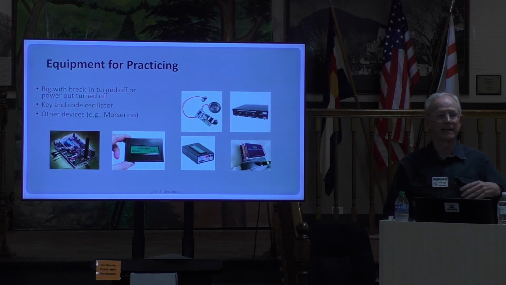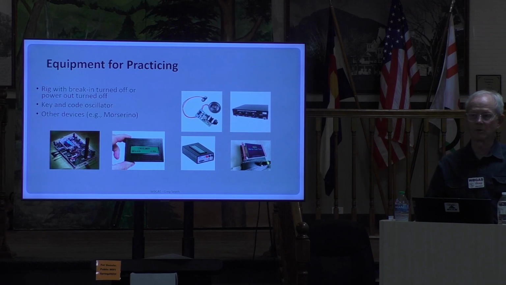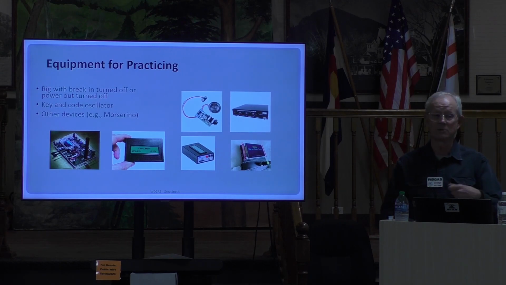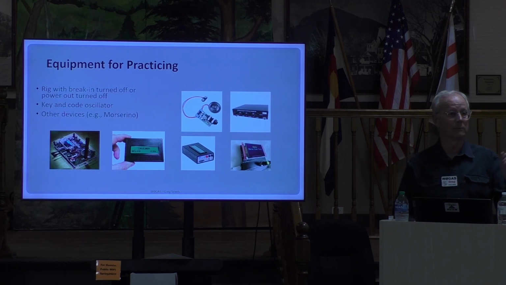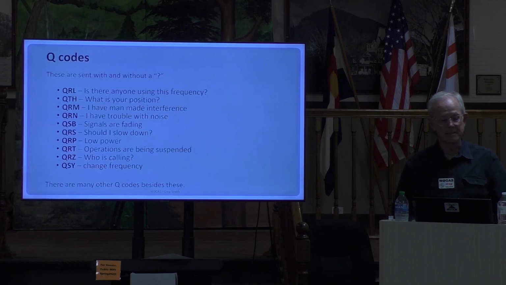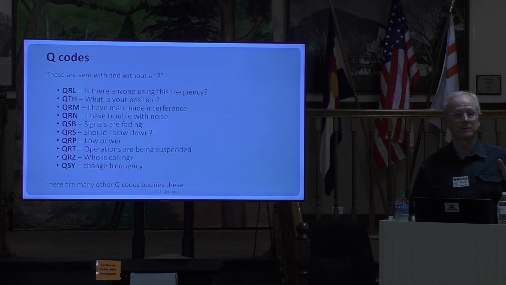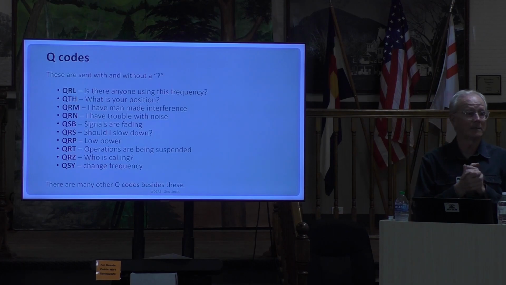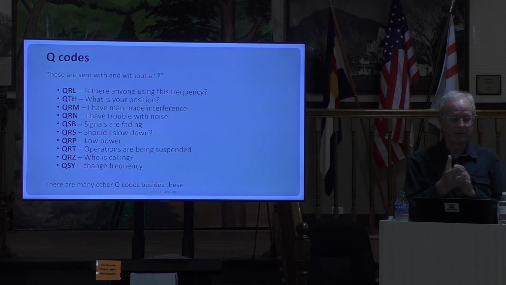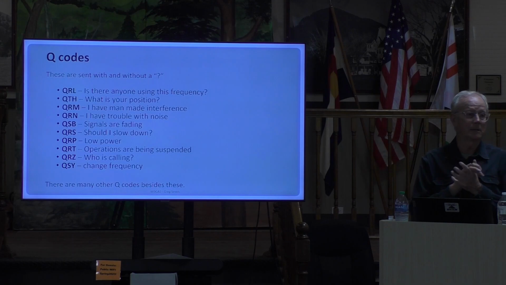Equipment for practicing, you're going to need some kind of a code oscillator. Most modern rigs will let you do it. Just plug in, turn your break-in off, turn your side tone up, and you'll be able to hear yourself practice. Besides the first 40 characters, which we talked about, 26 letters, 10 numbers, 4 items of punctuation, you need to learn your Q codes. You already know some of them because hams are hams. This is a list of the common Q codes that you will hear on the air in Morse code.